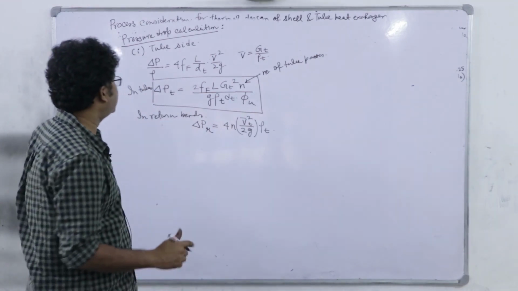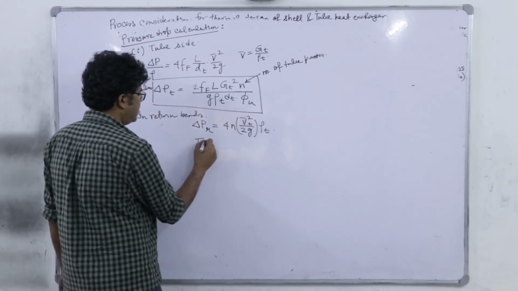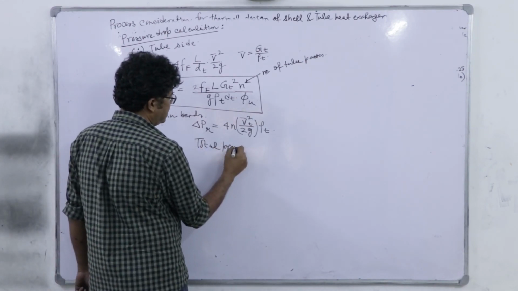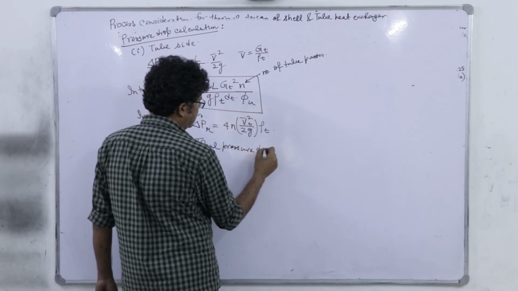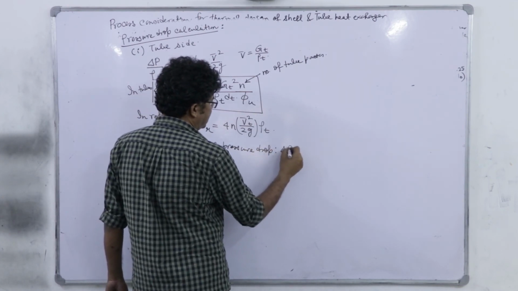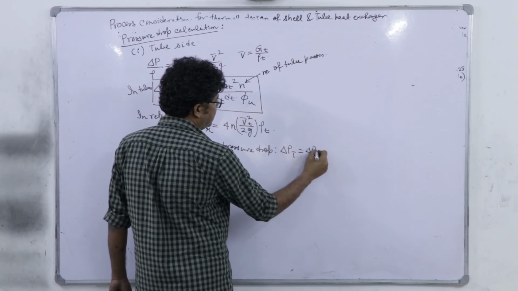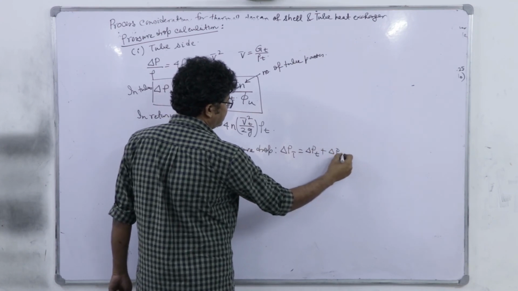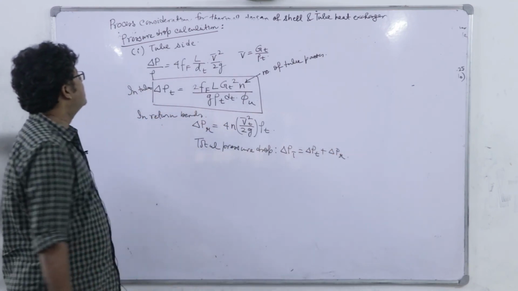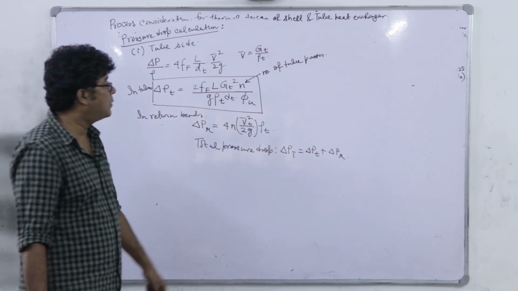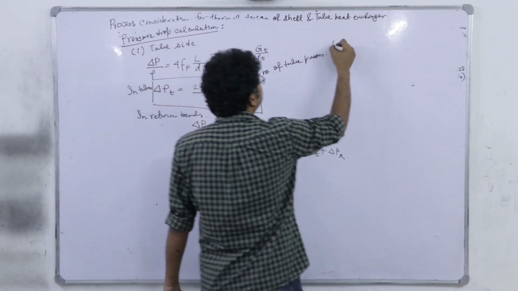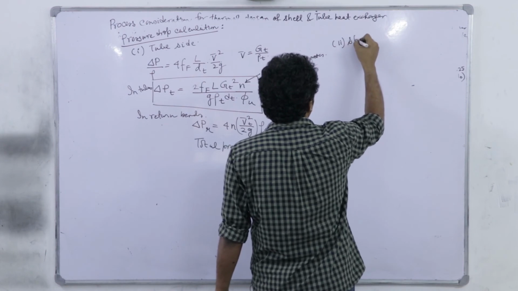So, when n is the number of tube passes, the total pressure drop delta P_T will be delta P small t plus the pressure drop in the returns. So, that is for the tube side pressure drop calculation. Second, it is the shell side.